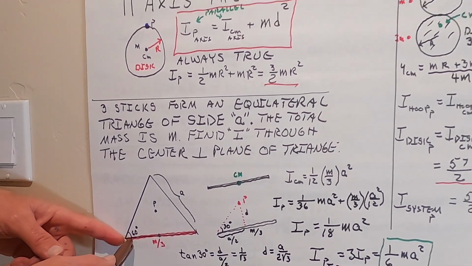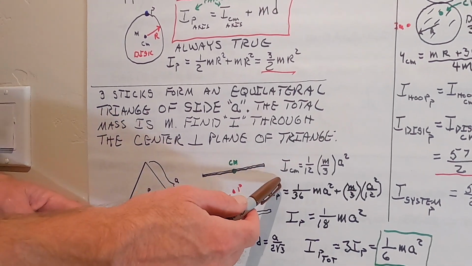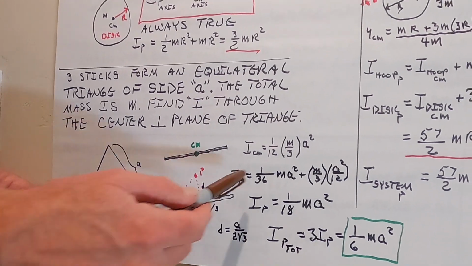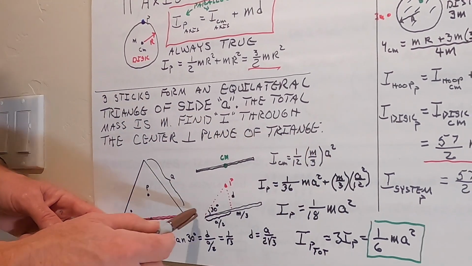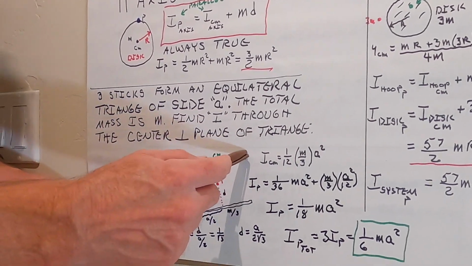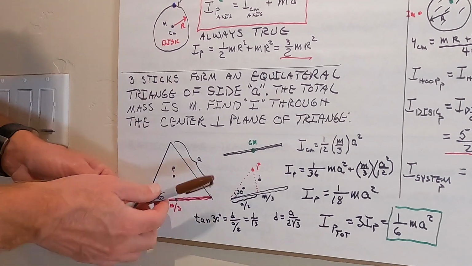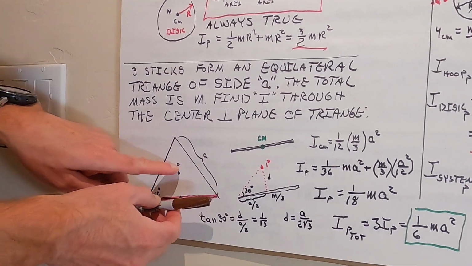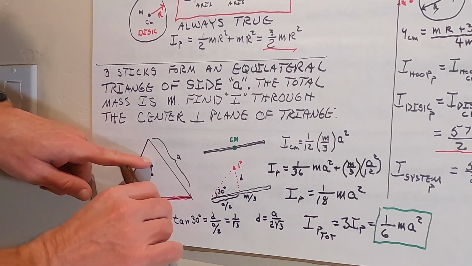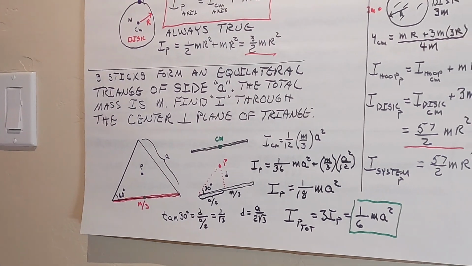We want to find the I. We know what the I is about the center of mass of a stick. It's 1/12 times the mass of the stick, which is m over 3, times the length squared, which is a squared. So for just this, it is 1/36 ma squared. But I don't want to rotate it about this axis. I want to rotate it about that axis. I want it to go around like this, not like this. So I need to find out what the I is about that point right there.